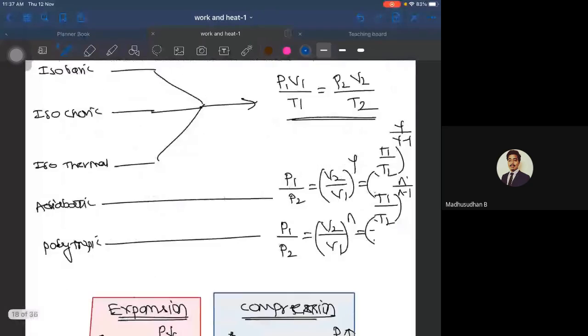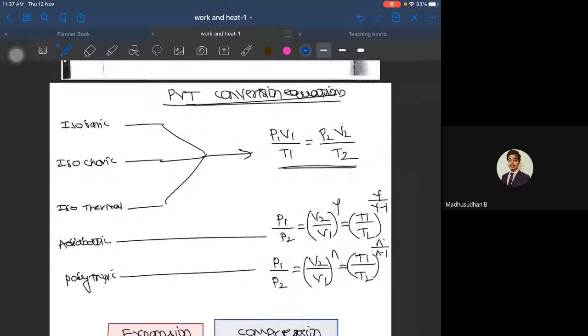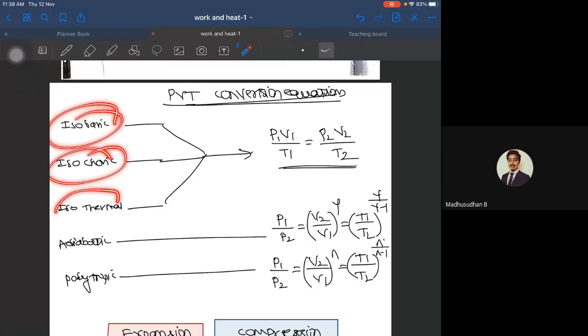This is known as a PVT conversion equation. From state 1 to state 2, if you have certain values of pressure and volumes, but you don't have the temperature, then you can find it by using these expressions. For isobaric, isochoric, and isothermal, there is a common expression, P1 V1 by T1 equals P2 V2 by T2.